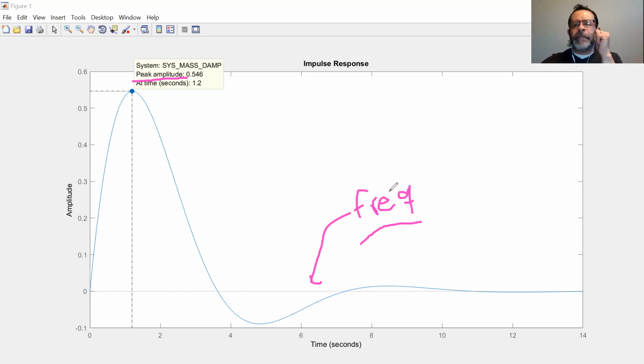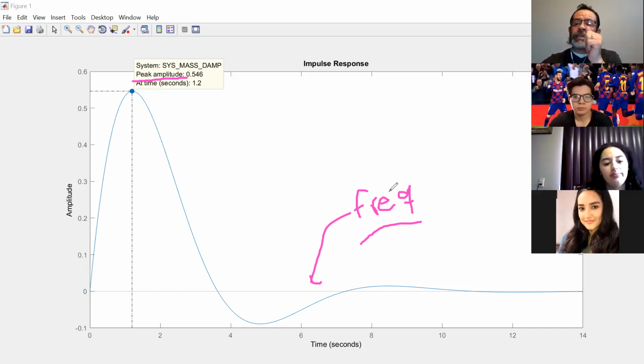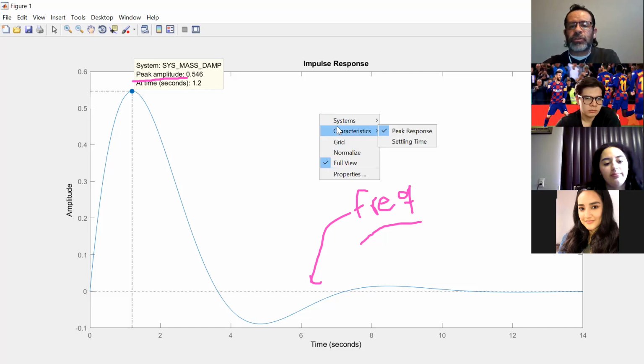Perfect. That also has a name in control systems terminology. What I want to say about what you mentioned, Carlos, is that we're always interested in the when. So the time is very important. That characteristic of the system is called the settling time. And actually, it's something that we can also obtain. In control systems terminology, it's called the settling time.